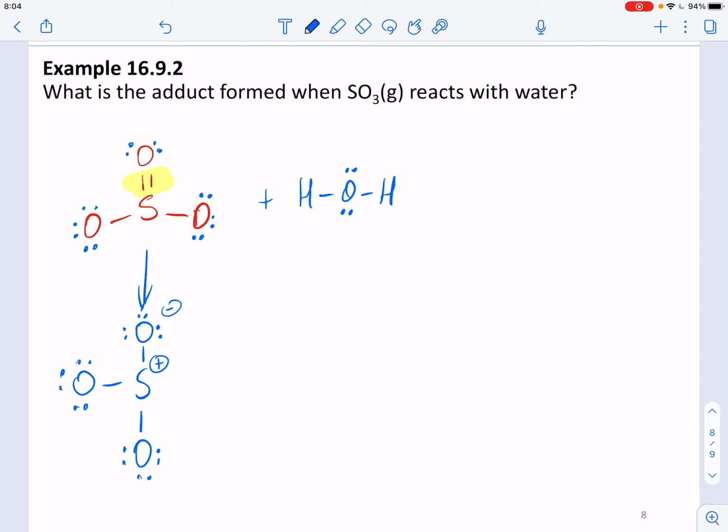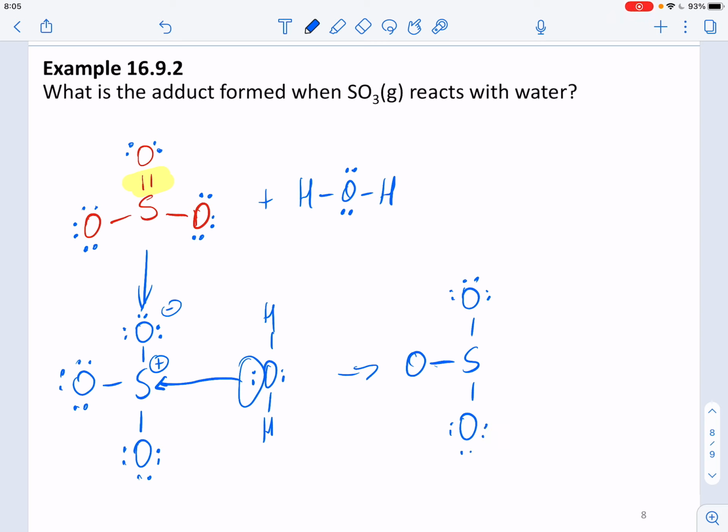And now when it comes to water, with its lone pair, then these lone pairs come here to form that additional bond. So you end up with oxygen, sulfur, oxygen on the sides. Alright? You form a coordinate bond between the sulfur and the oxygen. And this is your adduct.